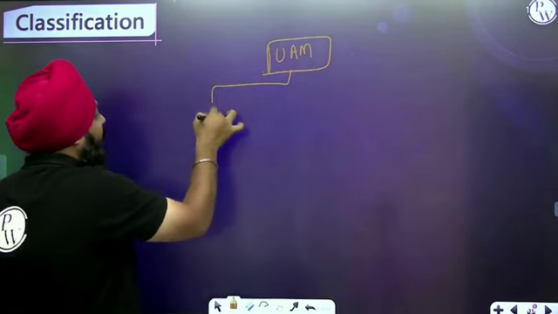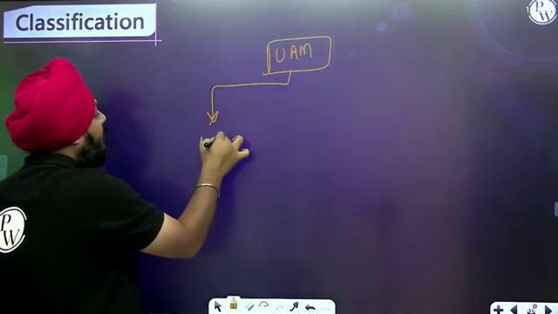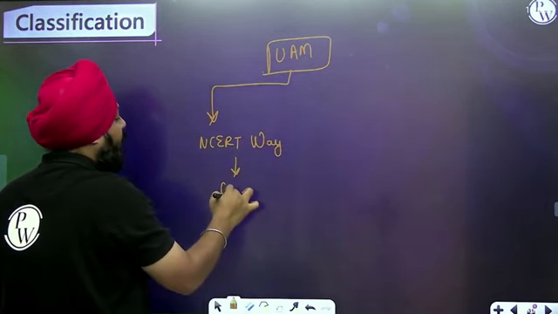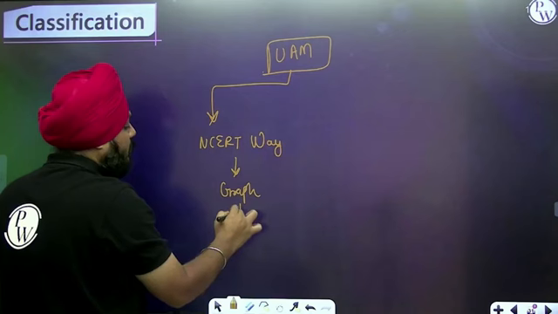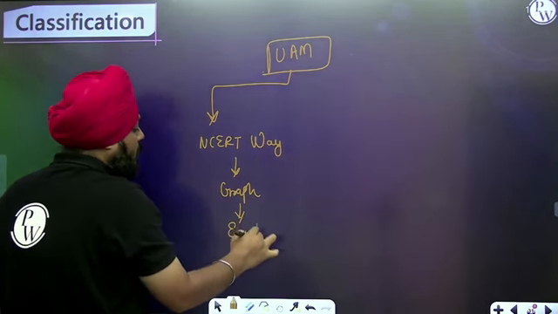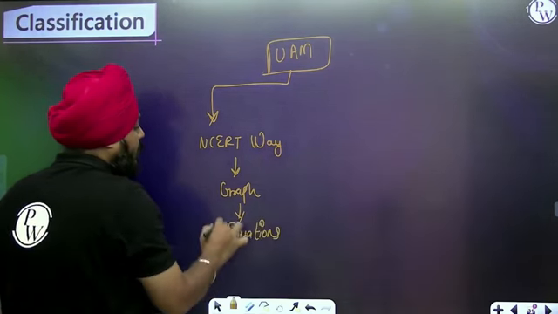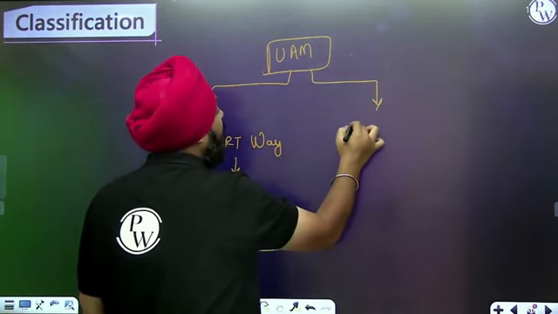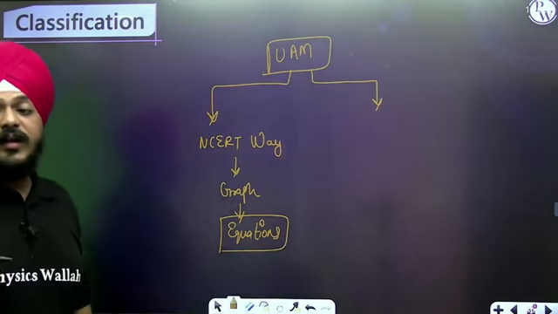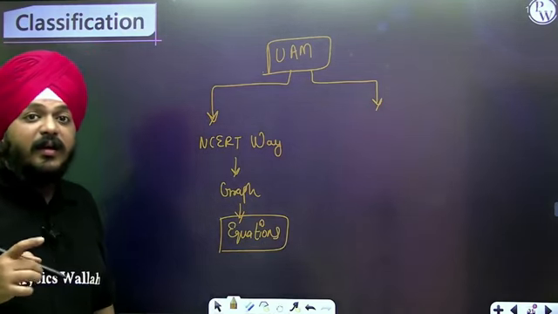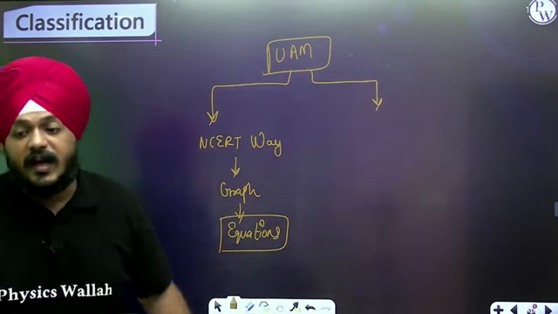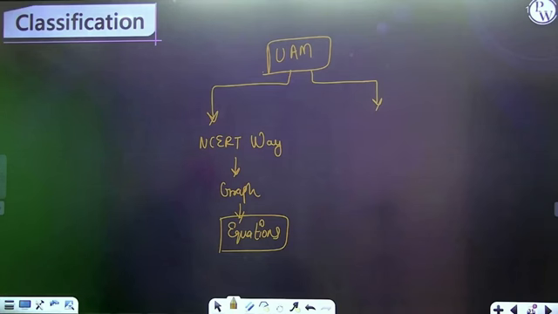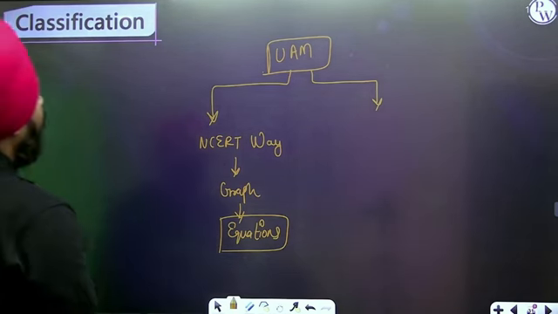One is the method that is given in NCERT, where equations can be obtained using graphs. The second method is the calculus method, the calculus way.